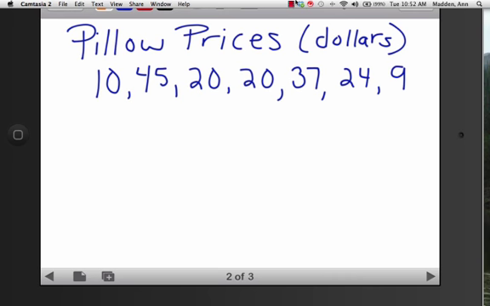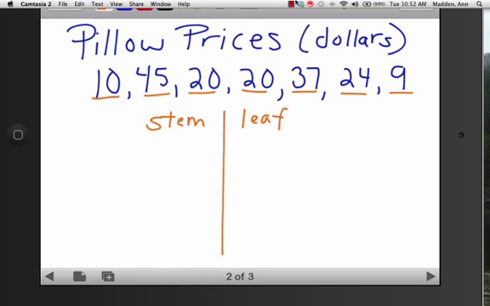Let's take a look at another stem and leaf plot. If I were given prices of pillows in dollars and told to make a stem and leaf plot, this is what I would do. I'd first look at the dollar prices: $10, $45, $20, $20, $37, $24, and $9. I need to make my 2-column notes with the stem being on the left-hand side in the tens and the leaves being on the right-hand side in the ones. It kind of looks like our Avid notes.